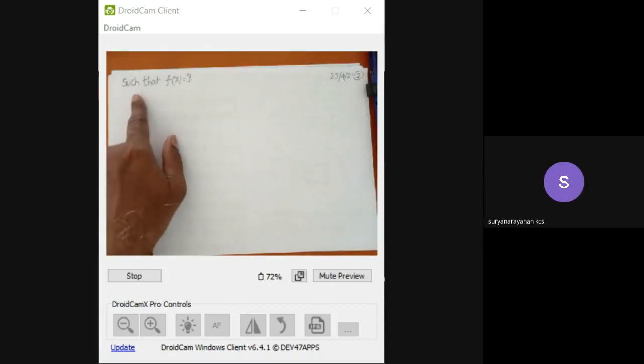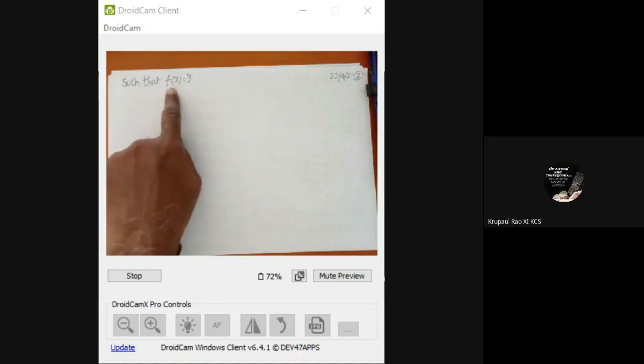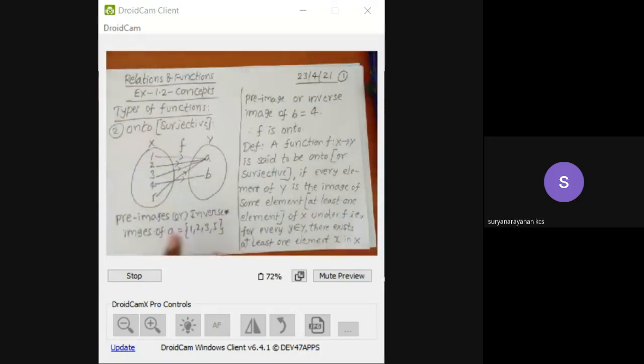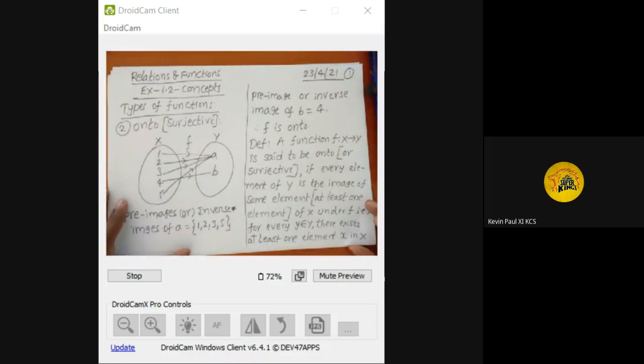Krupal, there is still a definition. Yes, sir. Such that f of x equals y. Yes, very good. Kevin Paul, read this one once.